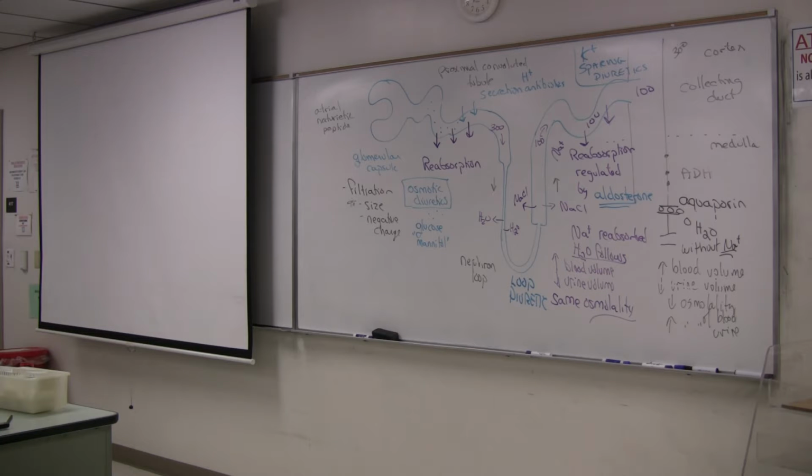The other information I have on there is various types of diuretics. So just as a group, what would a diuretic's function be? Increase urine production. So we have our hormone, anti-diuretic hormone, which decreases urine production. There's several different ways of doing this.